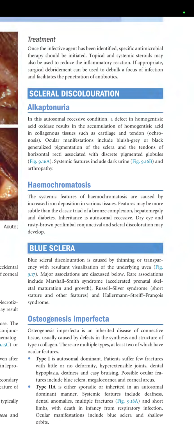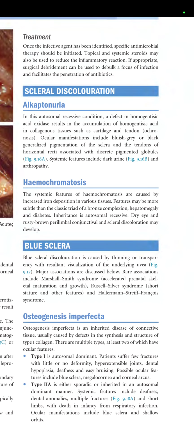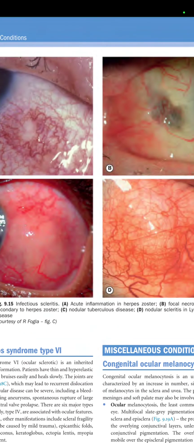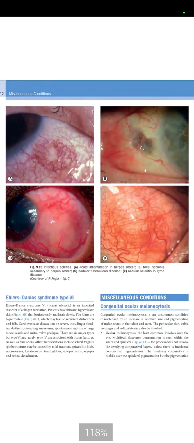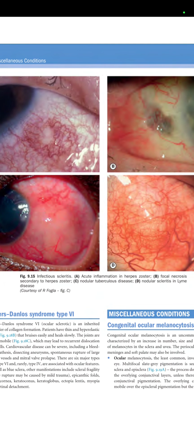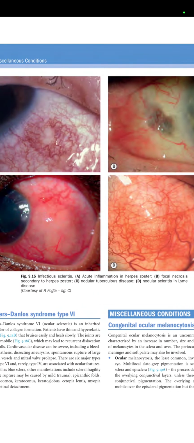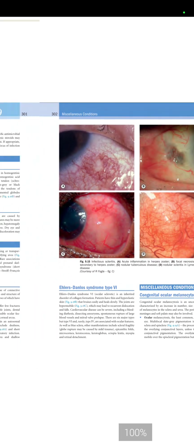Scleral discoloration. There are certain features that cause discoloration of the sclera, and here it is showing infectious scleritis. A is showing acute inflammation in herpes zoster. B is showing the focal necrosis secondary to herpes zoster. C is showing nodular scleritis in tuberculosis and Lyme disease.